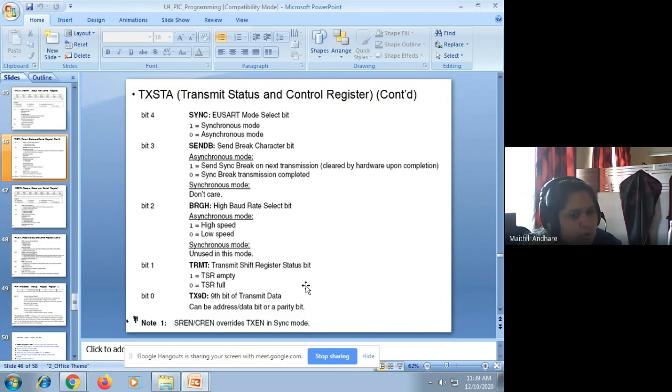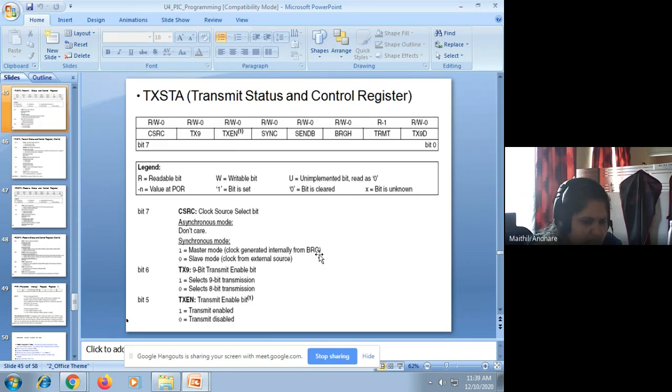How do you come to know? The interrupt flag bit is available in 8051. Here also the transmit shift register status bit is available. The TSR is an internal register which is not accessible to the user, whether it is empty or full. From that you come to know whether the transmission is completed or not. So which are the important bits? The TXEN bit, BRGH bit, and TRMT bit.